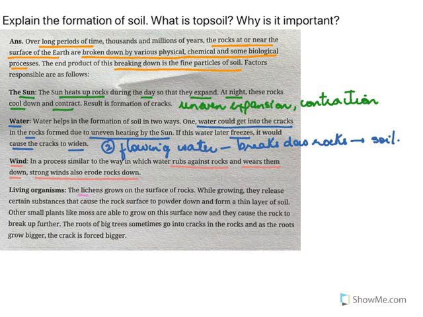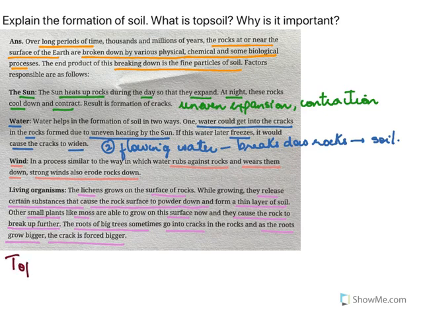Then we have the biological way, which is the lichens. The lichens grow on the surface of the rocks. While growing, they release certain substances that cause the rock surface to powder down and form a thin layer of soil. Some small plants like moss are able to grow on the surface now, and they cause the rock to break up further. The roots of bigger trees sometimes grow into these cracks in the rocks, and as the roots grow bigger, the crack is forced bigger.